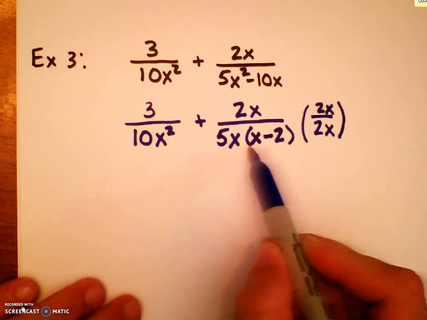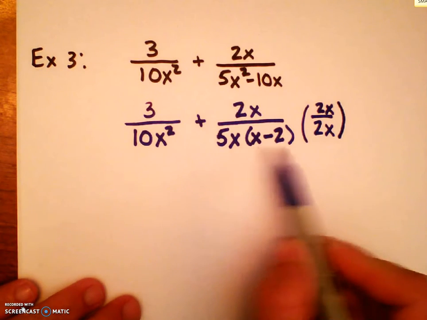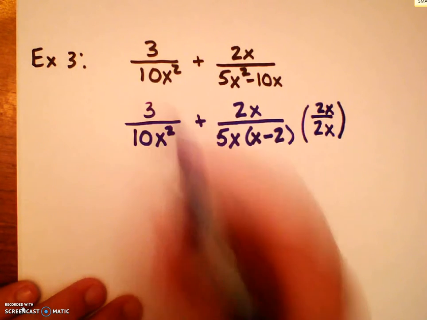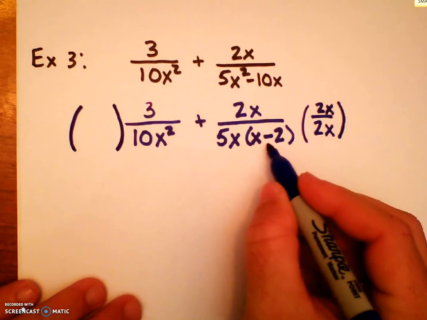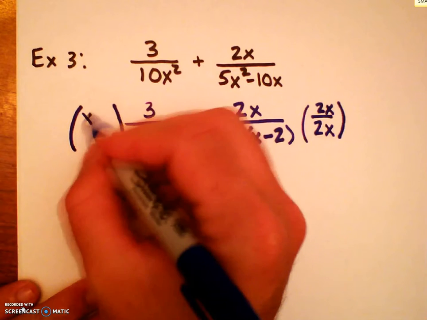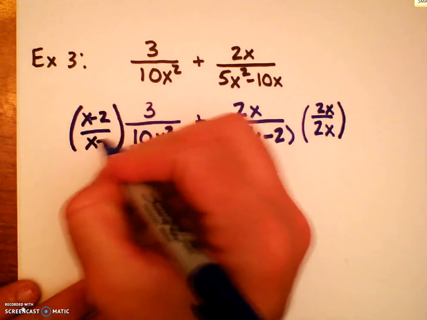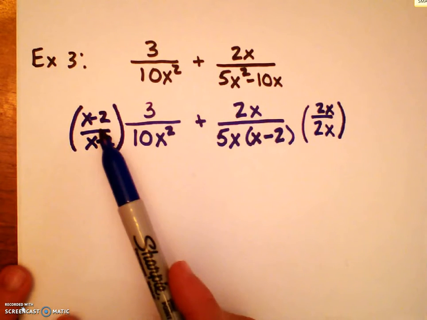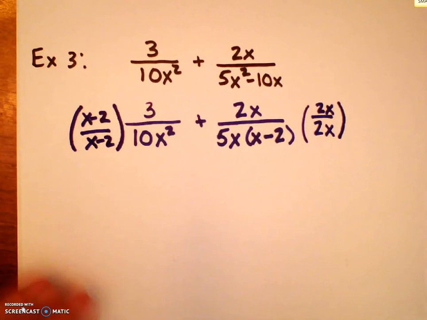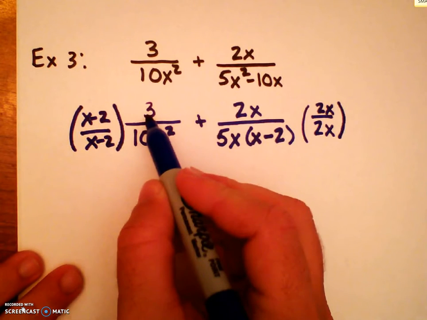Now, the right-hand side has an x minus 2 that the left-hand side does not have. So I'm going to multiply the left fraction by what's missing, which is that x minus 2. And you do it to the top and the bottom, that way you're multiplying by just a 1. Okay, so now you're going to simplify the numerators.